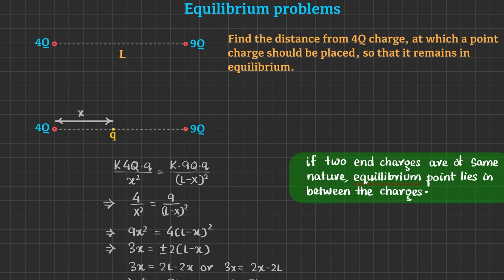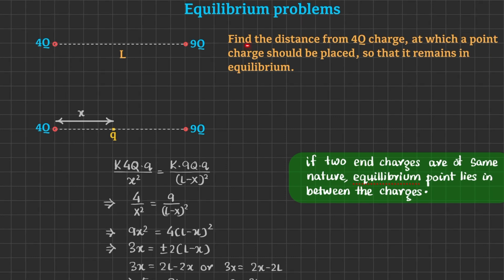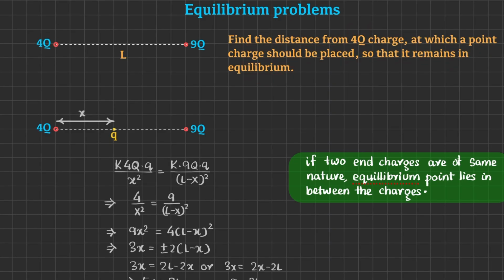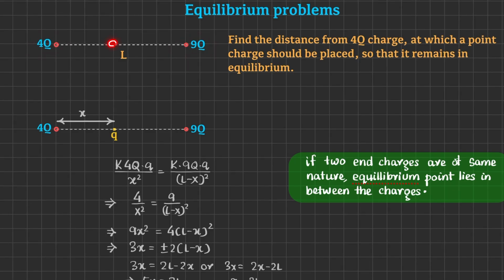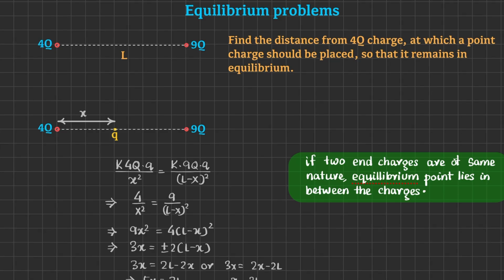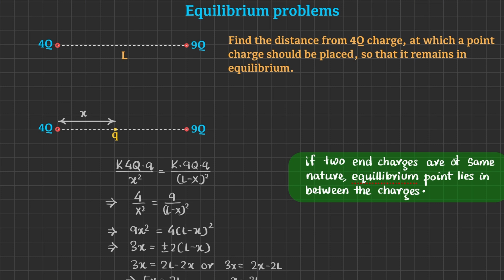Now let's see how to deal with equilibrium problems. The first question here says, find the distance from 4q charge at which a point charge should be placed so that it remains in equilibrium. So we are given a two charge system, 4q and 9q, and they are asking at which distance from 4q we should place a charge so that the third charge will be in equilibrium. Two charges are there, we need to place a third charge and it should be in equilibrium.